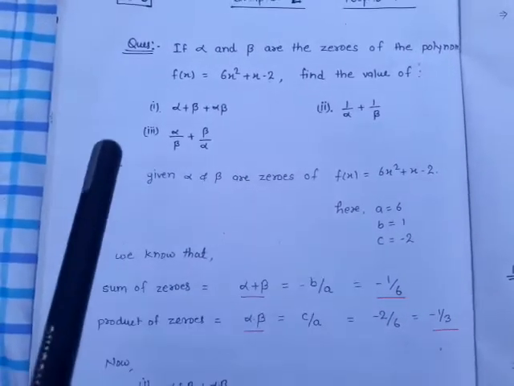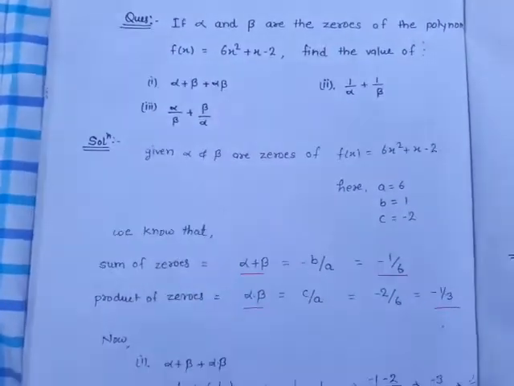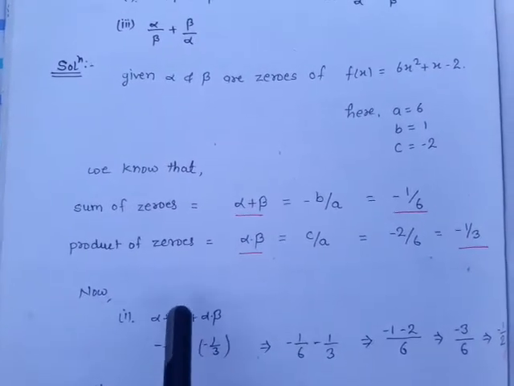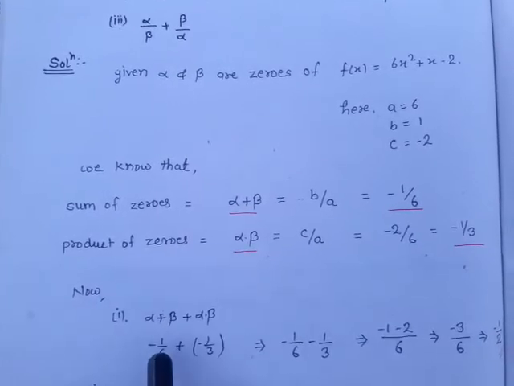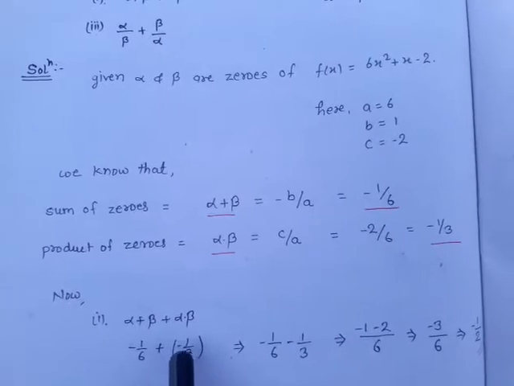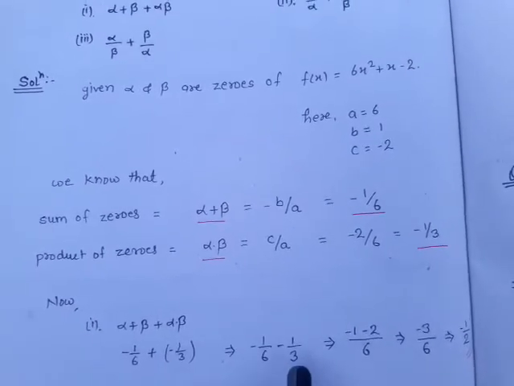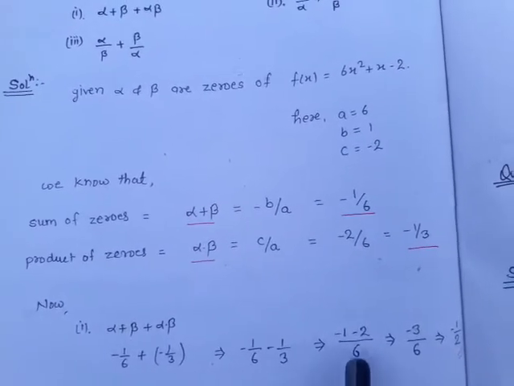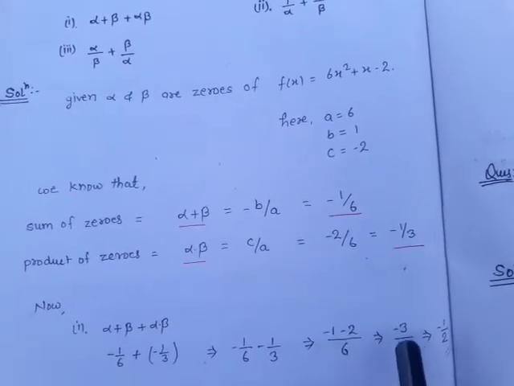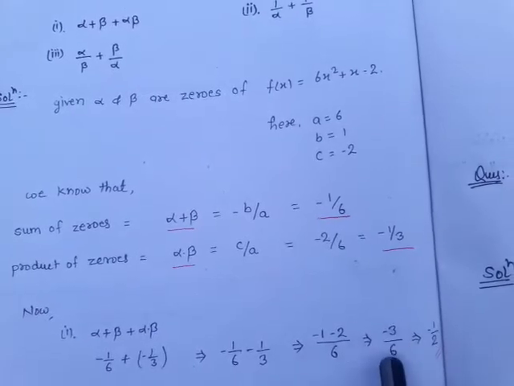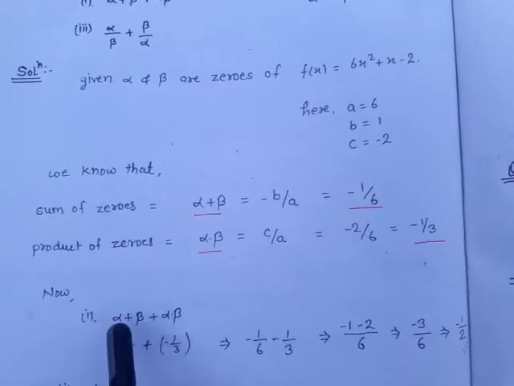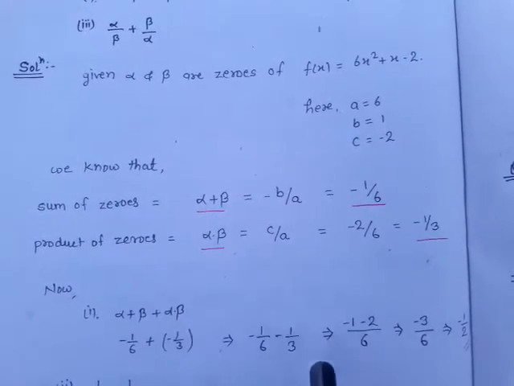Now for the first, alpha plus alpha dot beta, put the value of alpha plus beta, this, and the value of alpha into beta, this. Plus minus minus, solving this: minus 1 by 6 minus 1 by 3. Taking LCM 6, we get minus 1 minus 2 upon 6. Now this gives minus 3 by 6, and solving this we get minus 1 by 2. This is the value of alpha plus alpha dot beta.